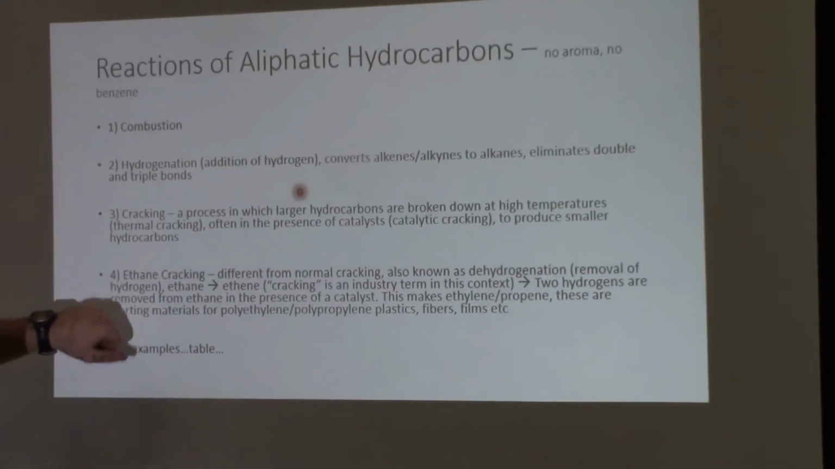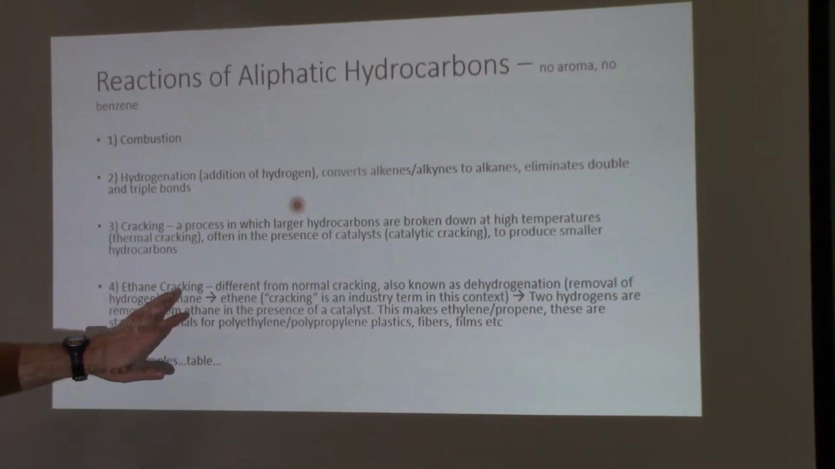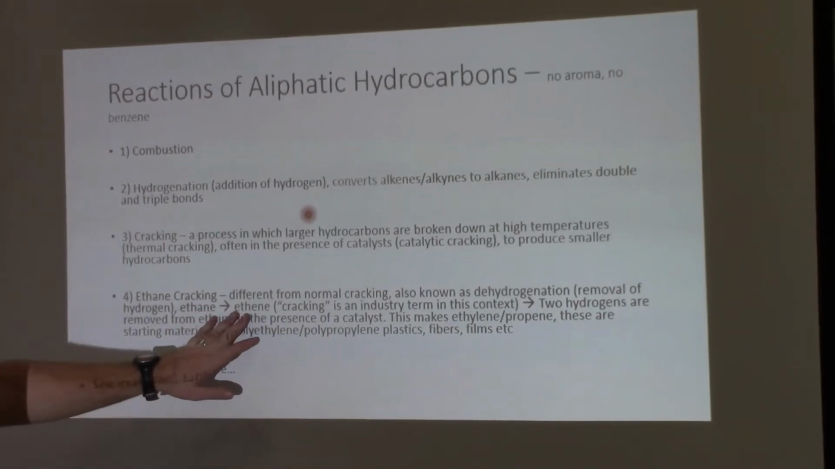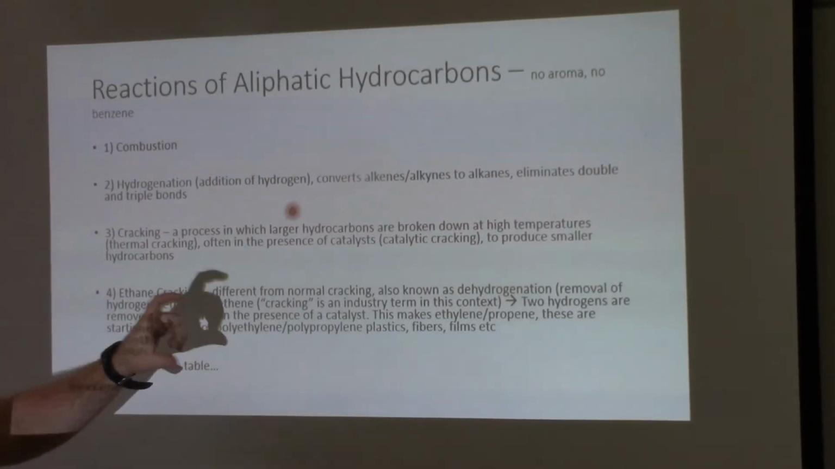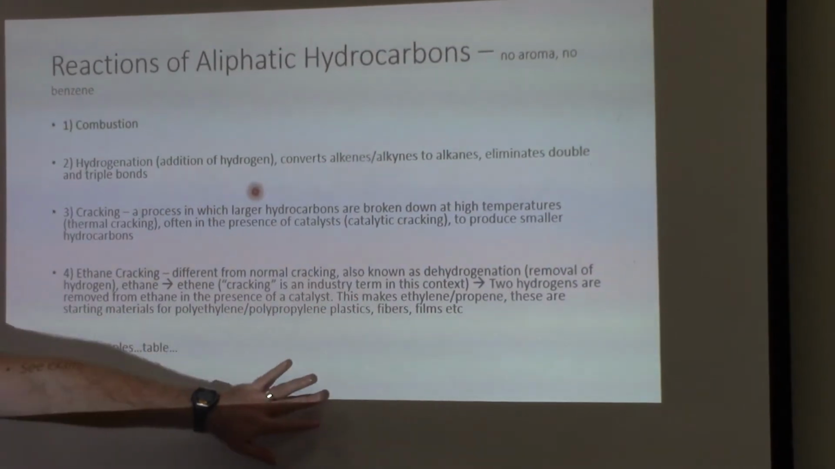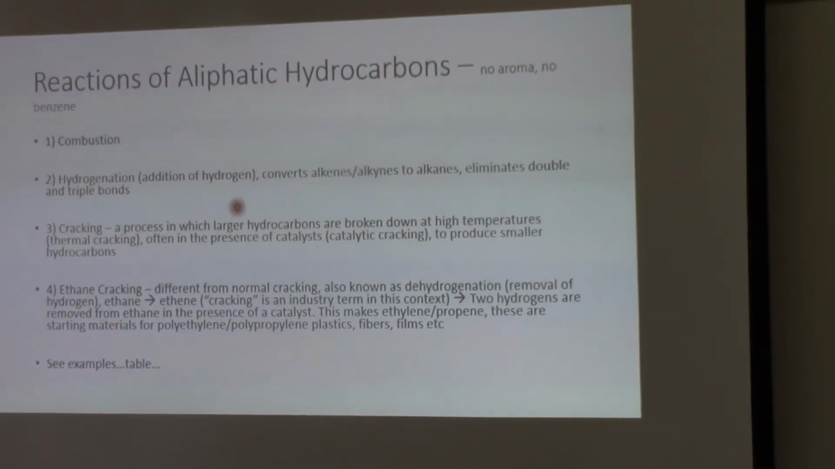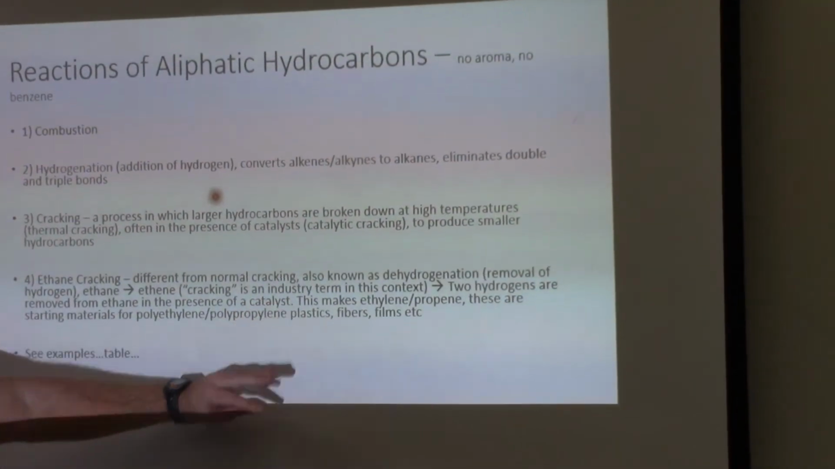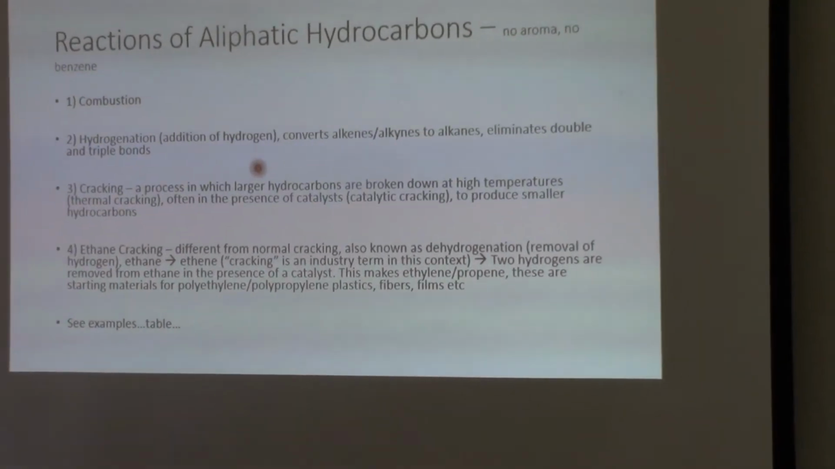Ethane cracking is different from this. It's specific. We change ethane, a component of natural gas, into ethene. The reason it's specific is because we use ethene as a monomer, a single unit, to make all of the plastics that we use. So ethene is the basis for all plastics. It's called ethylene or vinyl. Again, we'll talk about this when we talk more about polymerization and building large molecules like plastics, but you should know the difference between cracking and ethane cracking.